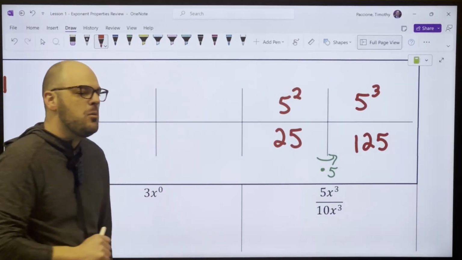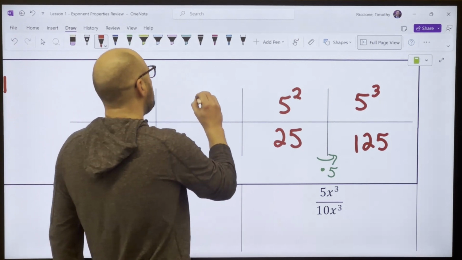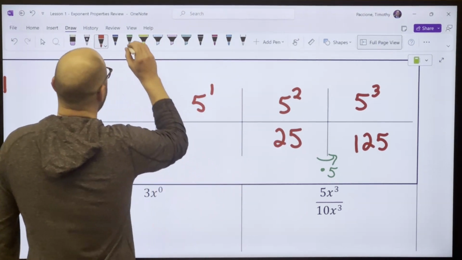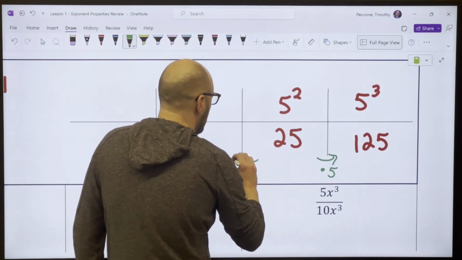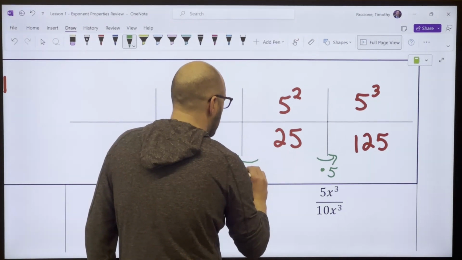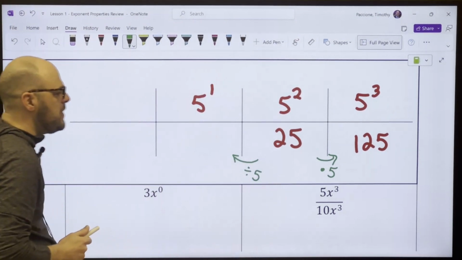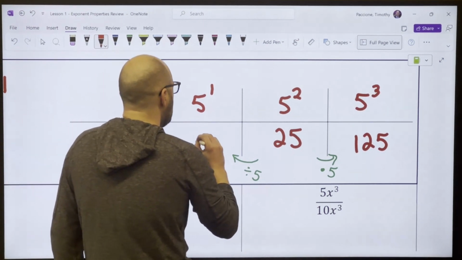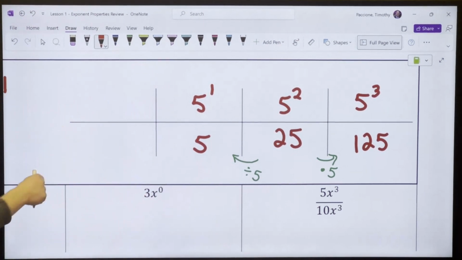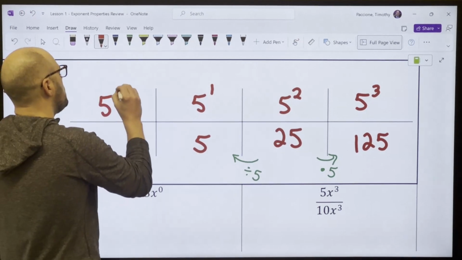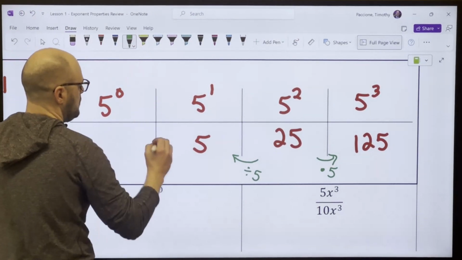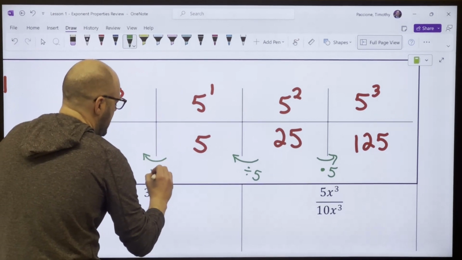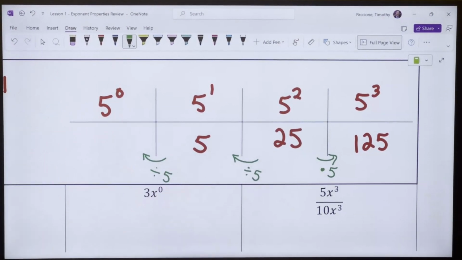And then she said, okay, go backwards. What's 5 to the 1? Well, if I'm going backwards, I'm not going to multiply. I'm going to divide by 5. What's 25 divided by 5? 5, right? So that must be what 5 to the 1 is, right? And she says, keep going. So now I'm at 5 to the 0. And I divide by 5. And what is 5 divided by 5? 1.